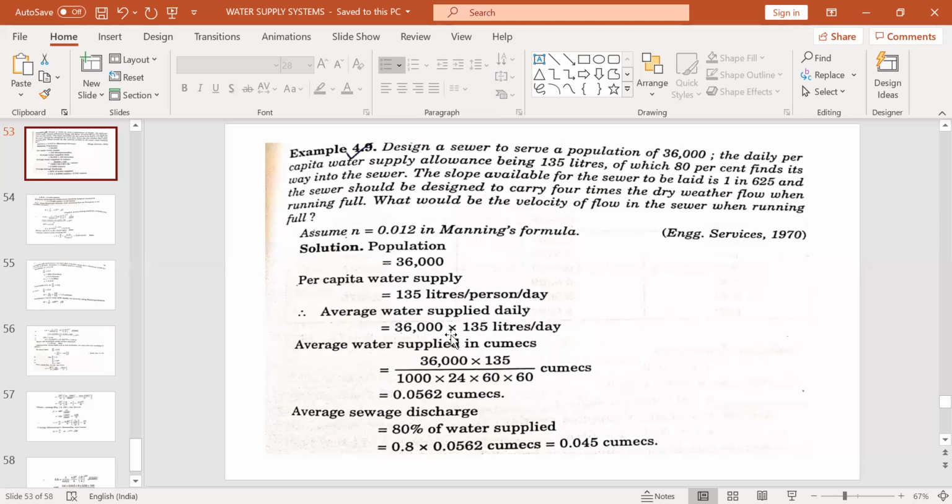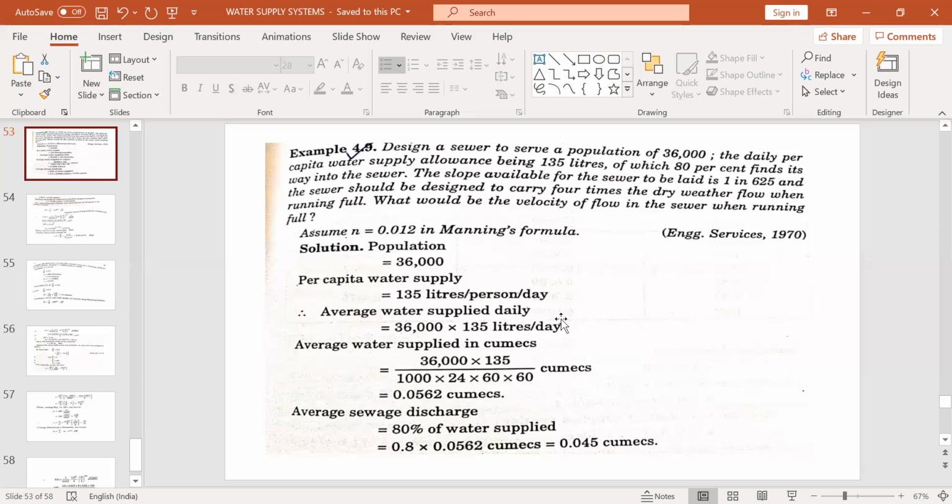Now pay attention to this unit. 36,000 into 135 liters is the total volume of water that is being supplied in one day. Now, liters per day, this unit has to be changed to meter cube per second. That is the unit of discharge or Q max. So this is 36,000 into 135 divided by 1000. Why is it divided by 1000? Because we are converting liter into meter cube. And per day means this will come in the denominator, and it is Q max per second, meter cube per second.